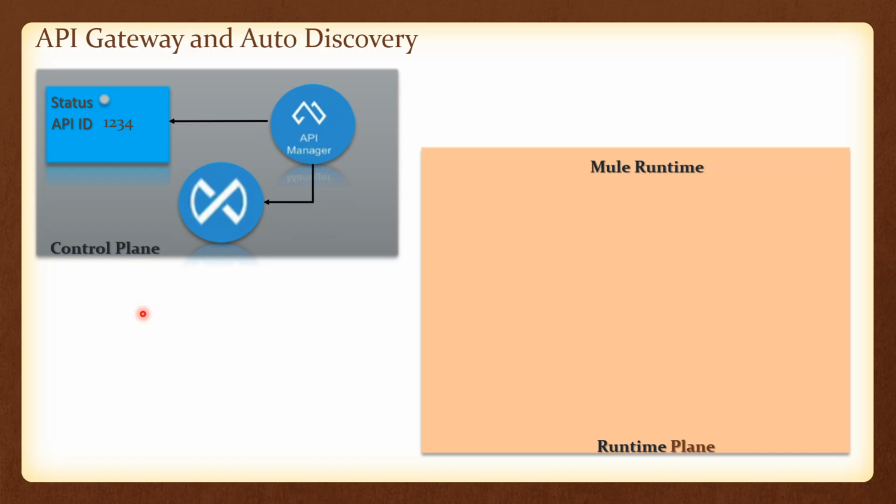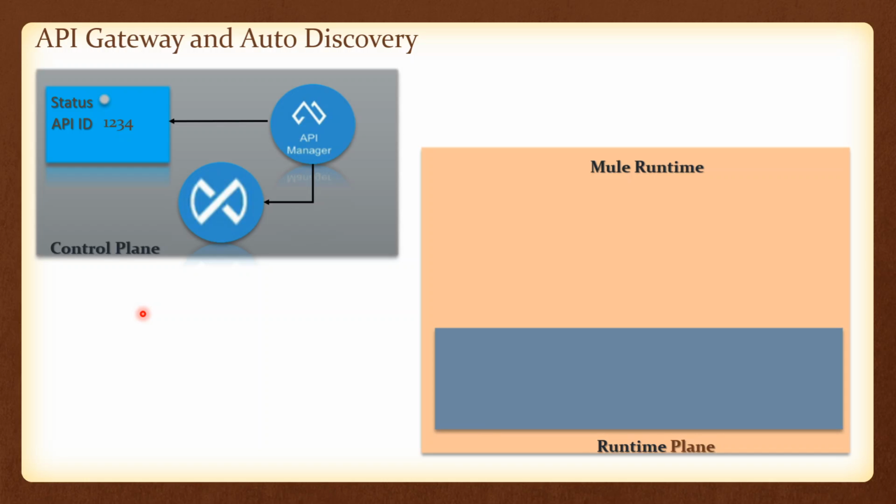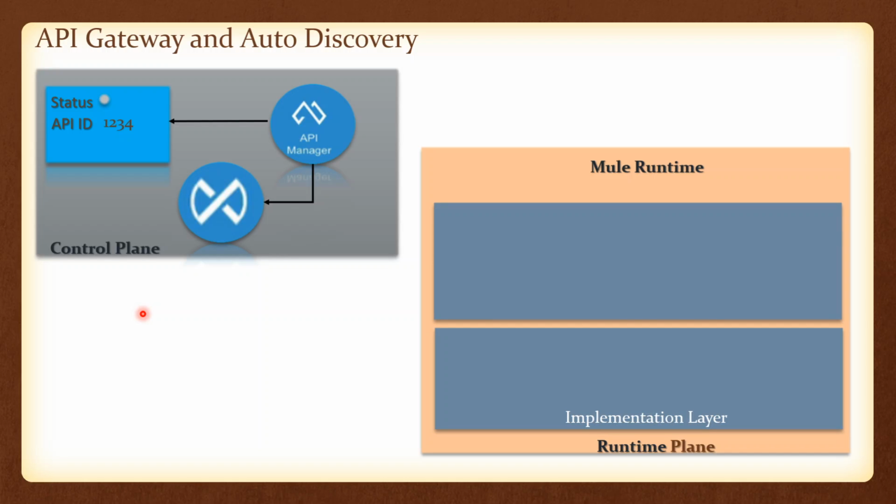Now that we have understood what is happening at the control plane, let's shift our focus to the runtime plane. The runtime plane could be on CloudHub or on-prem systems. The runtime plane can be divided into two sections. One is the implementation layer and the other is the orchestration layer. The implementation layer can also be called the backend API layer, where the actual API implementation gets deployed and runs. The orchestration layer can also be called the MuleSoft API Gateway.